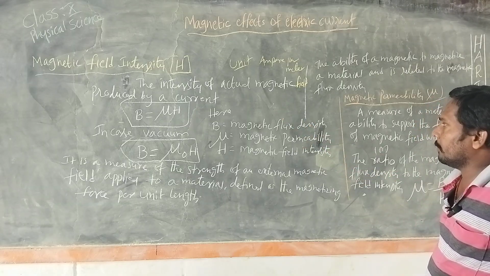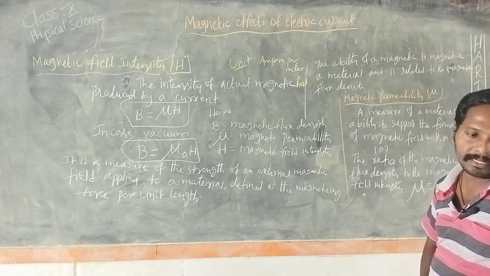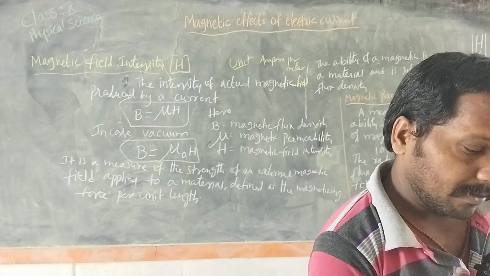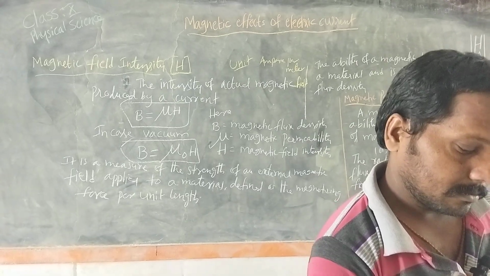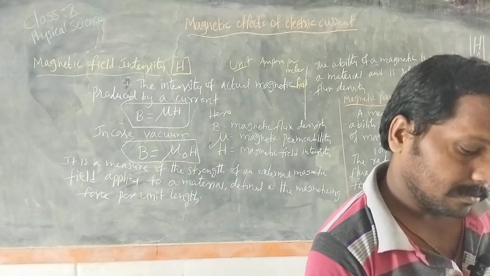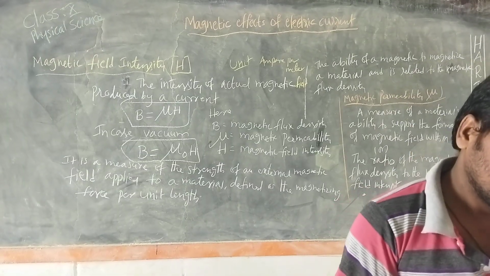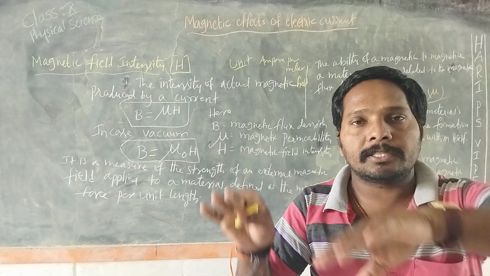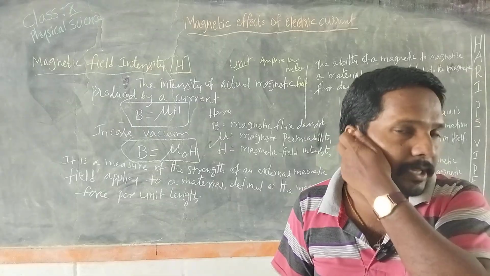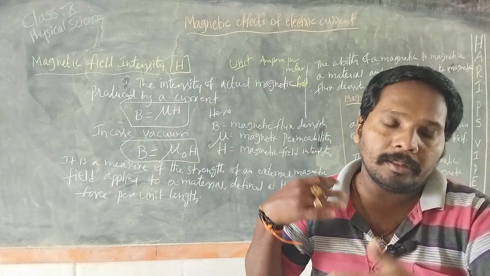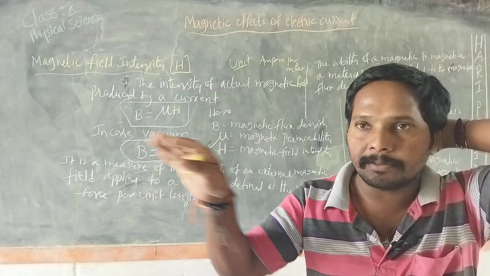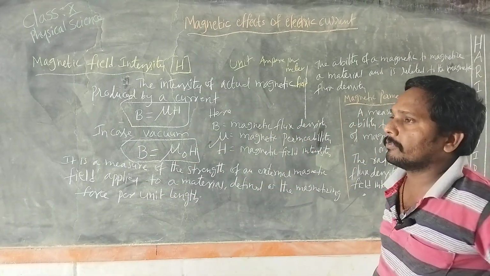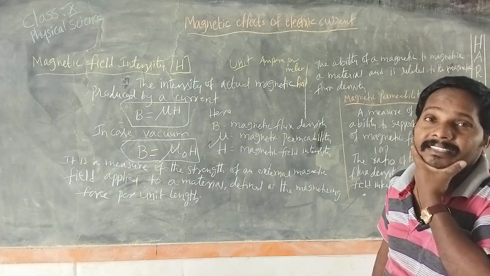As for B, we know it is the magnetic flux density. What is meant by magnetic flux density? Magnetic flux density is defined as the amount of magnetic flux passing through a unit area. What is magnetic flux? The number of magnetic field lines passing through the area. We already discussed those: magnetic field, magnetic flux, and magnetic flux density.